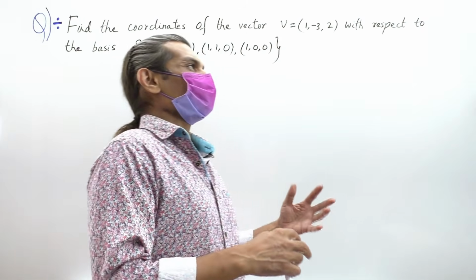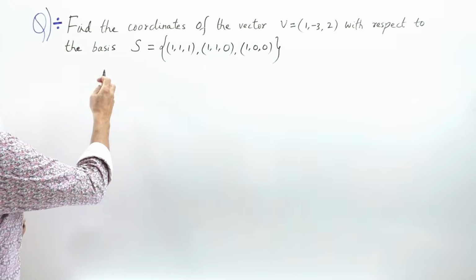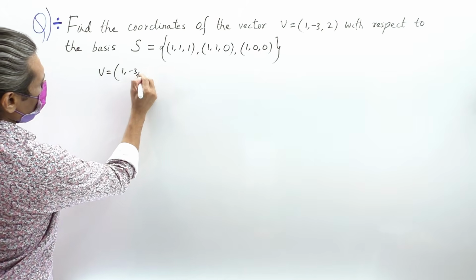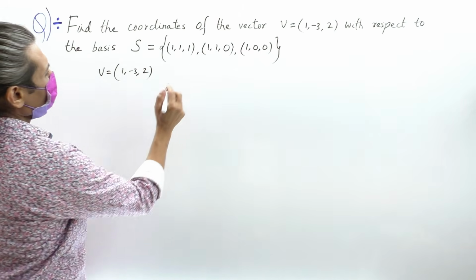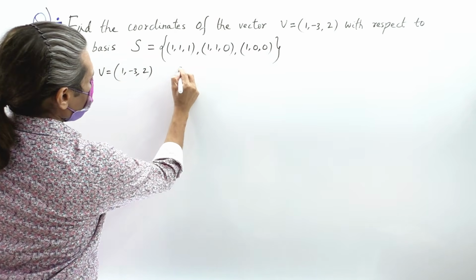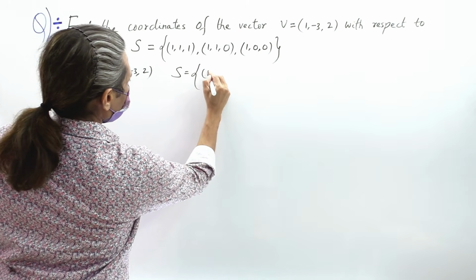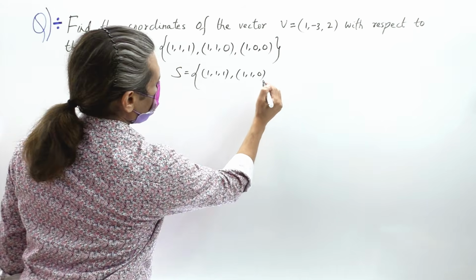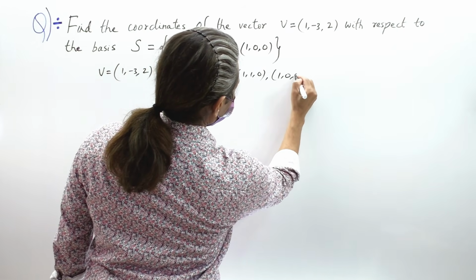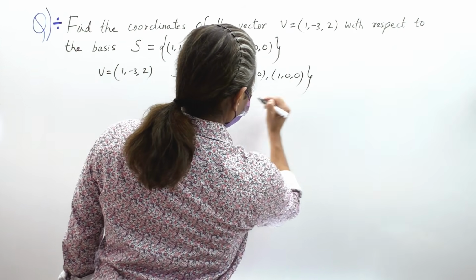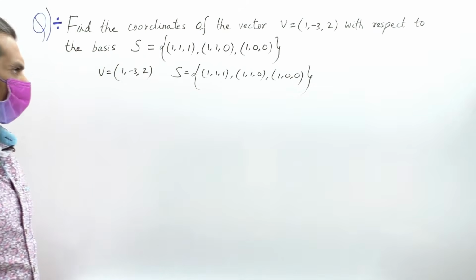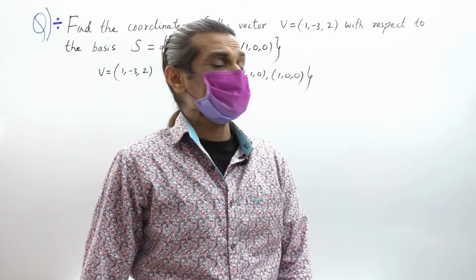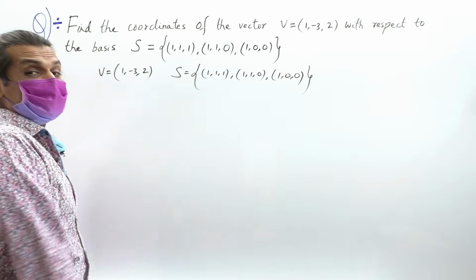Coming back to the solution, they are given the vector v. It's a very simple problem with a simple solution, and the basis is given as S = {(1,1,1), (1,1,0), (1,0,0)}. These are all bases in real number 3 dimension, that is R cube.